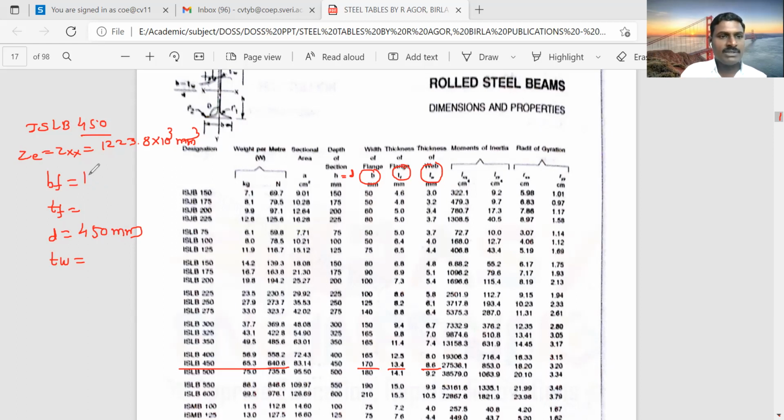So the width of flange here is 170 mm. Then thickness of flange is 13.4. In this way you have to tell me and write down. Thickness of web is 8.6 mm, and D. So where is this required? This is required in step number 3. Width of flange, thickness of flange, depth. See step number 3. What is step number 3? Find the suitable I section. That is step number 3.